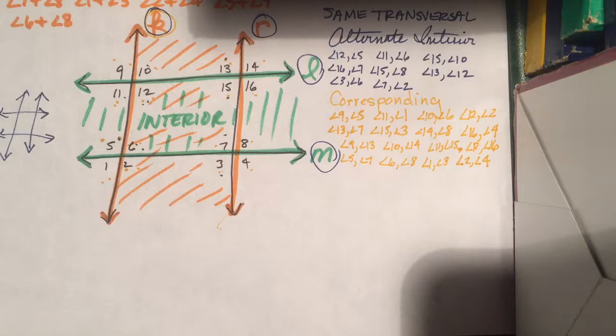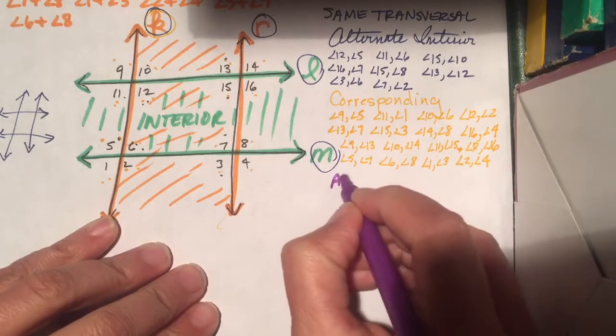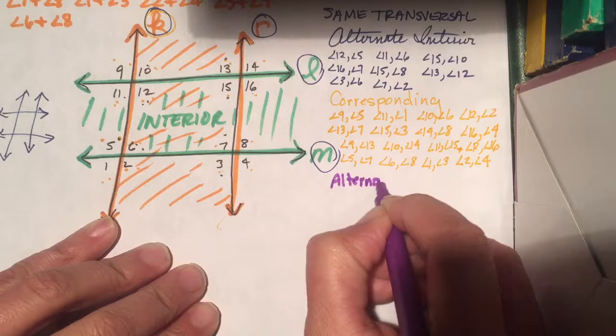And there are going to be more pairs of those than there are of anything else, but those are the correspondings. Now let's take a step back from the corresponding angle pairs, and let's go back to an alternate pair. So let's look at alternate exterior.